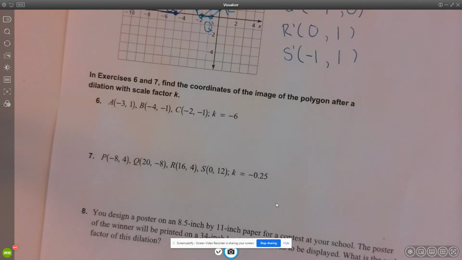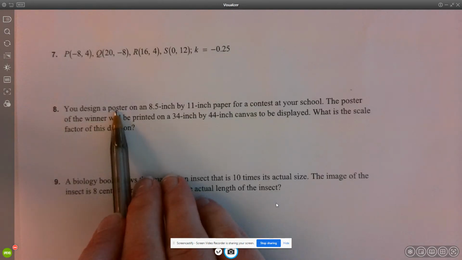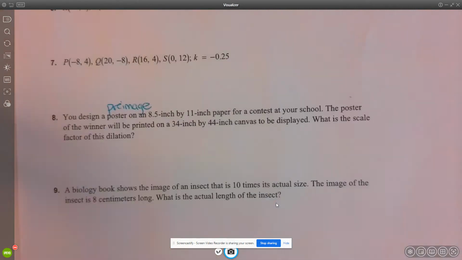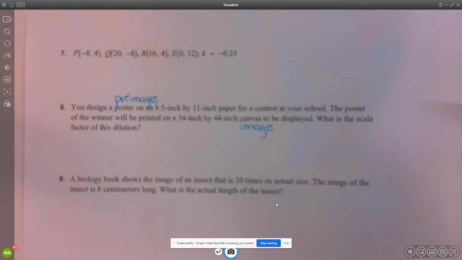Right. Number 8: you design a poster on an 8.5 inch by 11 inch paper for a contest at school. The poster of the winner will be printed on a 34 inch by 44 inch canvas to be displayed. So our poster that we designed, this is the pre-image. This is what we started with. And then it's going to be dilated and printed on a larger canvas. So the canvas is the image. What is the scale factor of this dilation?